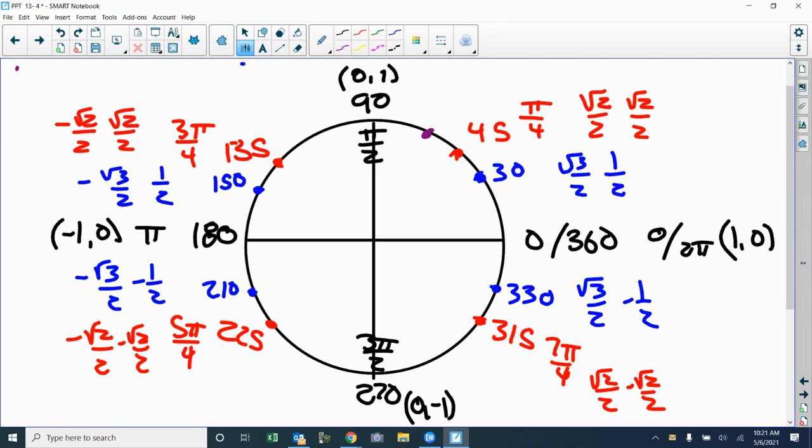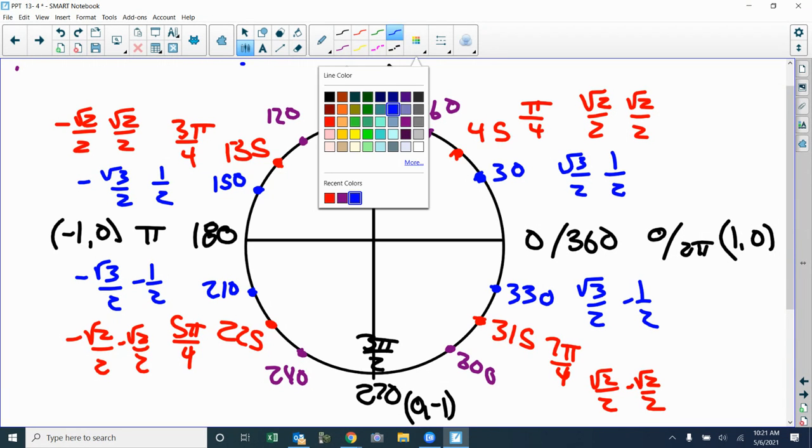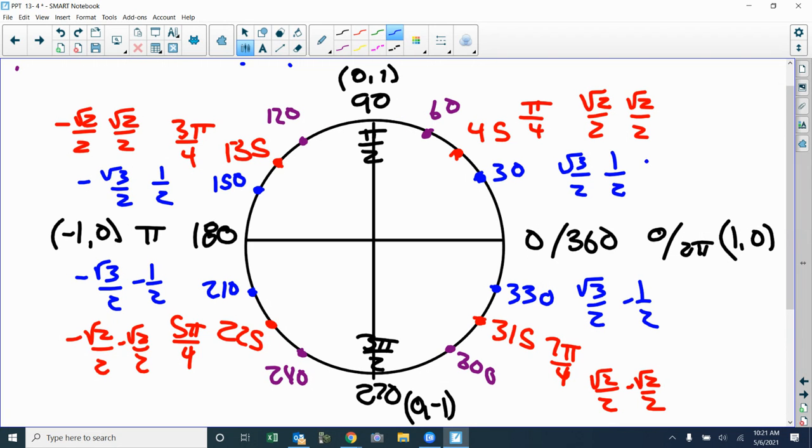All right, 60. I'm sorry, I didn't do radian measurement for the 30s. Let's go back to the radian measurement on the 30 degrees. Of course, this would be pi over 6, 5 pi over 6, 7 pi over 6 here, and this is 11 pi over 6. Sorry about that.